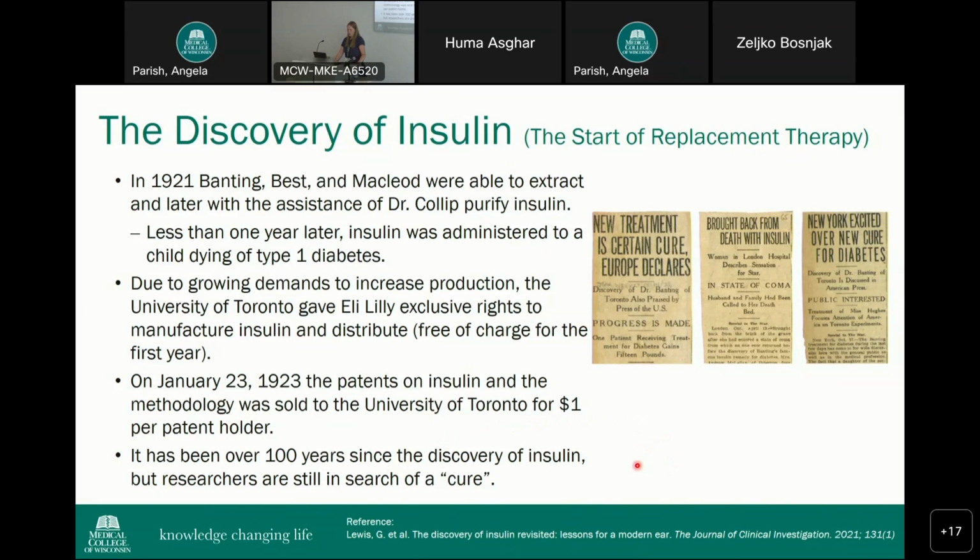So over the past 100 years, insulin, as you can see from these newspaper clippings around the world, was felt to be the cure. However, as many of us know, it is a very useful tool in treating diabetes, both type 1 and type 2. However, it is far from perfect or the cure that we initially thought it was going to be.